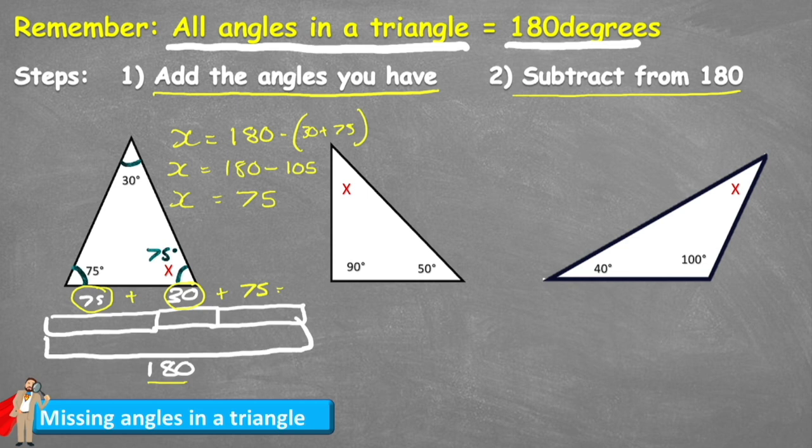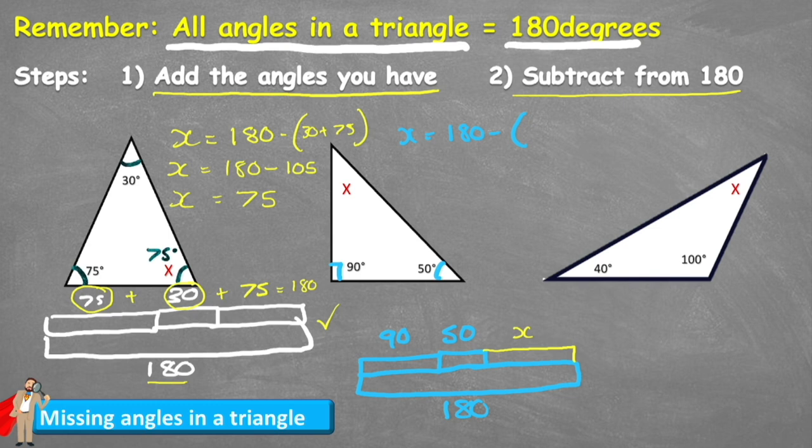Perfect. Okay, let's look at shape B, this one in the middle. And this time we're given an angle of 50, and we're given an angle of 90, a right angle. So again, if I draw my bar model, I know that I have a 90 and a 50, and I know that my total is 180. So this missing gap will be my x value. So again, let's use some algebra to help us. I'm going to start with x equals 180 subtract the sum of 90 and 50. So therefore x equals 180 minus 90 plus 50, which in this case is 140. Therefore x equals 40. So the value of this angle is 40 degrees.